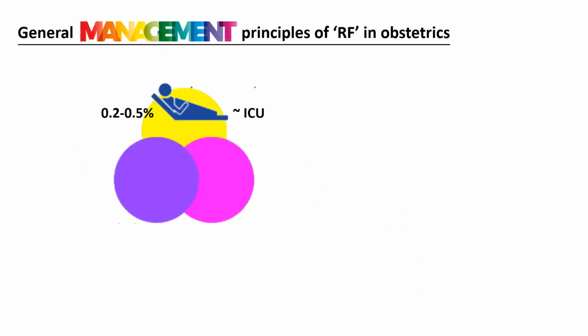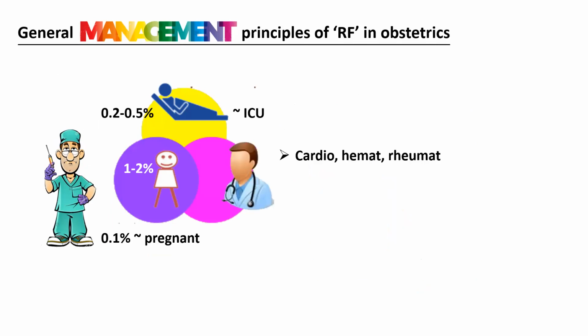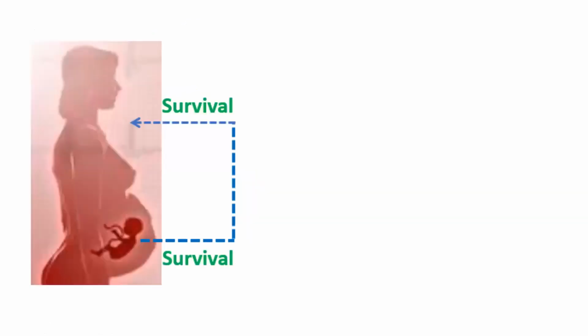So, general management principles of risk factors in obstetrics. Just to have this data in mind, 0.2 to 0.5% of obstetric patients may need ICU, and the intensivist's role becomes very important in addressing the cause of respiratory failure in these patients. And it has to be in consultation, as a team effort. Sometimes if there is peripartum cardiomyopathy, the cardiologist's role may be important, or if there is a coagulopathy or postpartum hemorrhage, the role of the hematologist becomes important, and the rheumatologist's role may be important in APLA or other conditions that we may be dealing with, and dietitians and clinical pharmacy also become important.